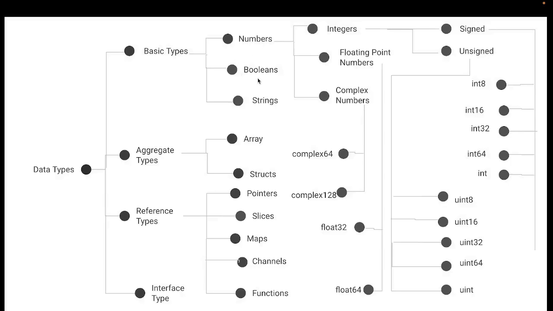Then we come to booleans. This is used to store true or false values, and this is the strings. So now I will show you these data types, how we can use them with an example.